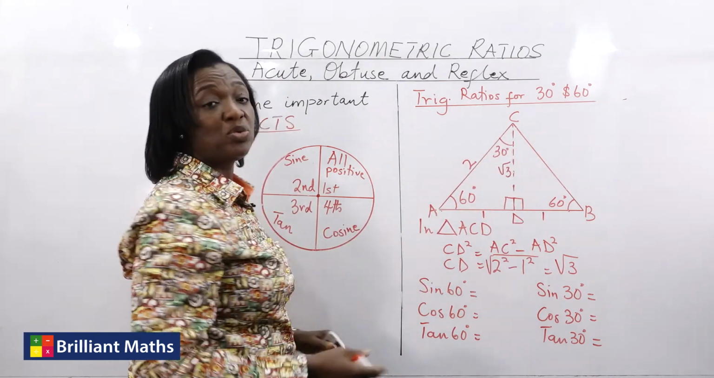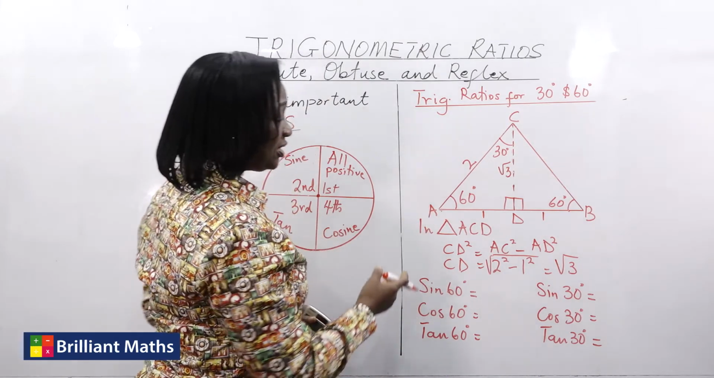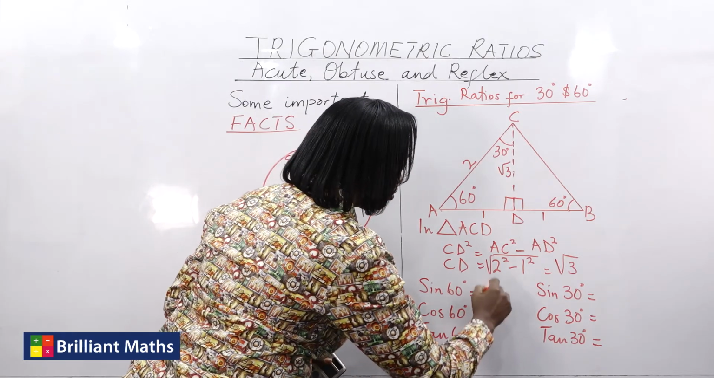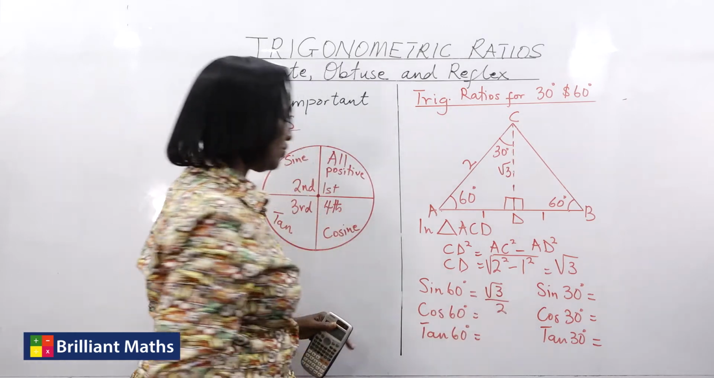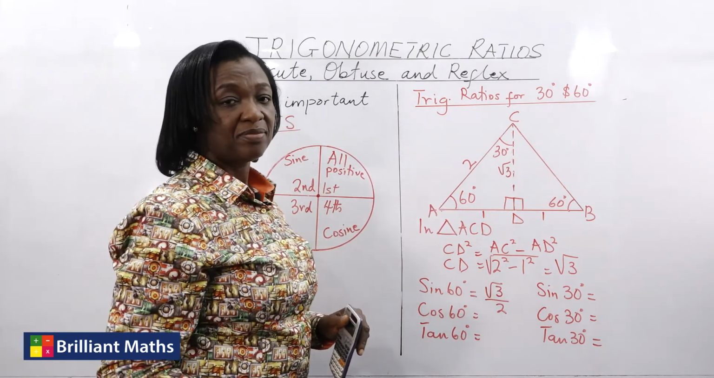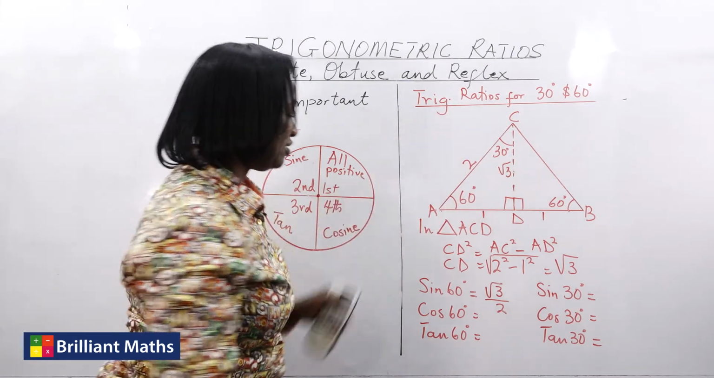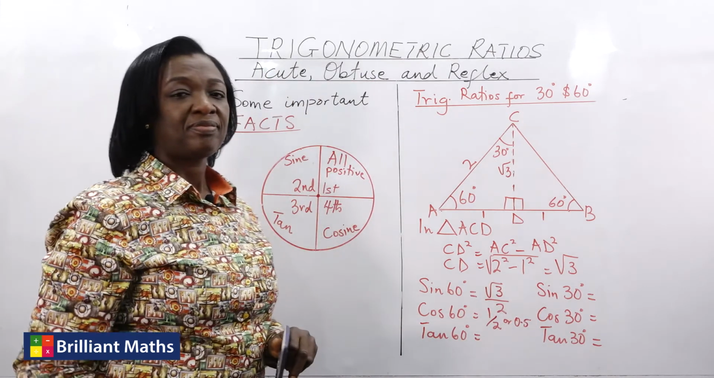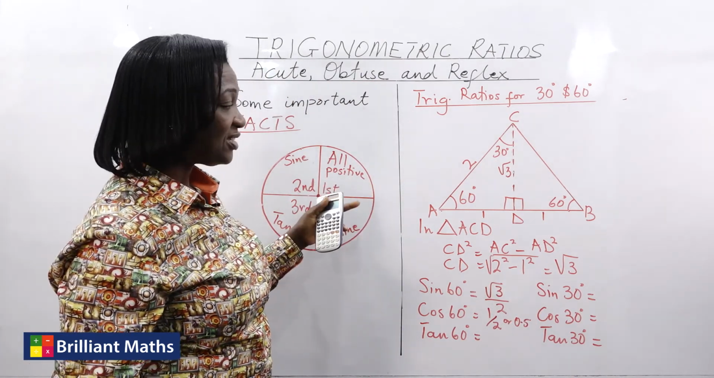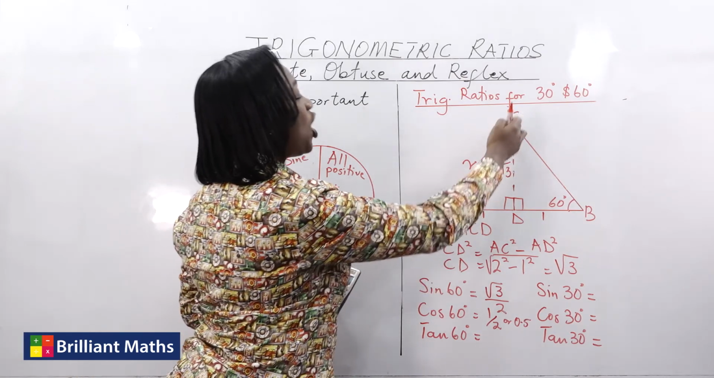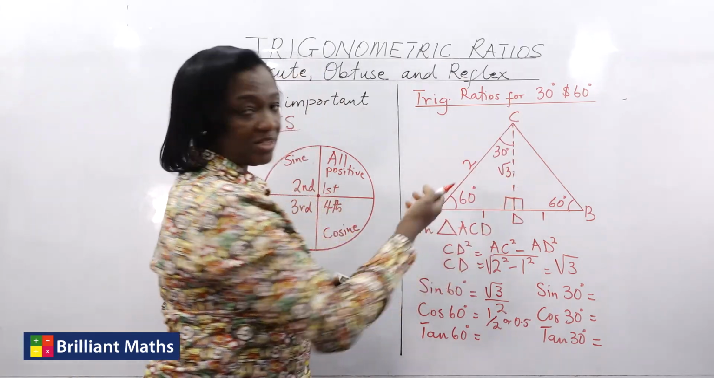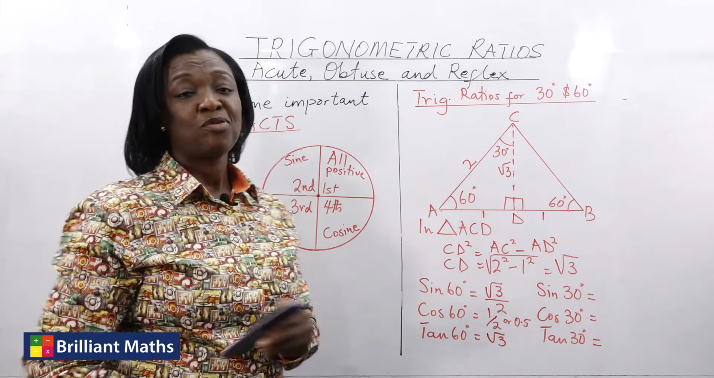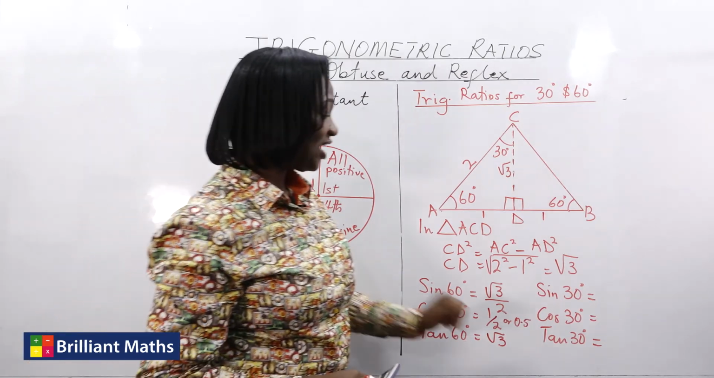So for sine 60 degrees, we know that sine is opposite over hypotenuse. So sine 60 is equal to root 3 over 2. Cos 60 is adjacent over hypotenuse. So cos 60 is actually half, or 0.5. Tan 60 is opposite over adjacent, which is equal to root 3 over 1, which is equal to root 3. So tan 60 is root 3.